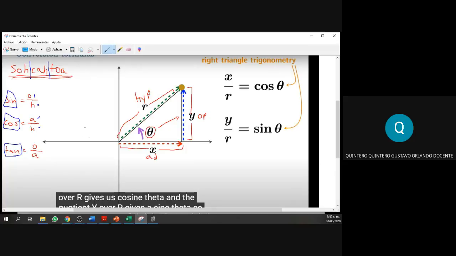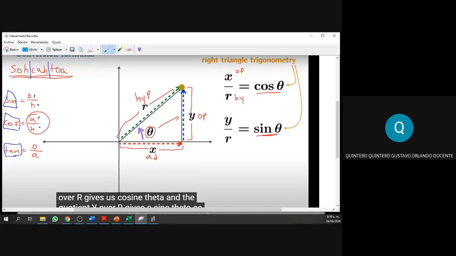So if we study the cosine of an angle, we know that the cosine, according to SOHCAHTOA, is the adjacent over the hypotenuse, right? So the cosine of the angle is the adjacent X over the hypotenuse, which is R. So it's exactly what we have here, X over R, right?